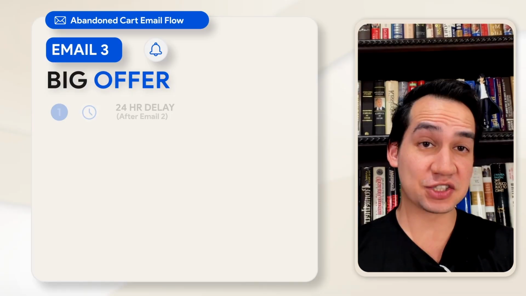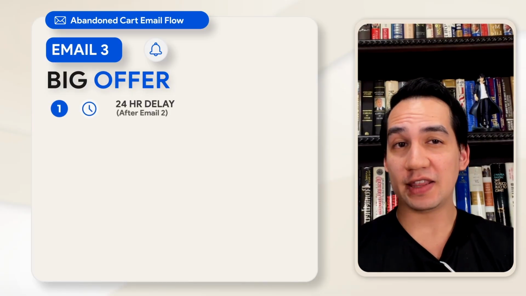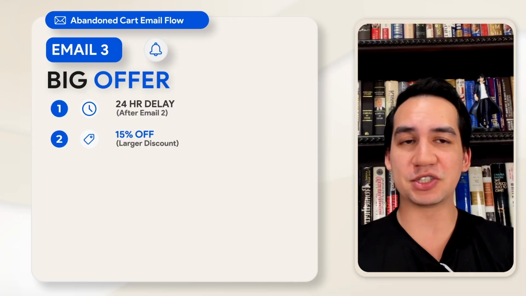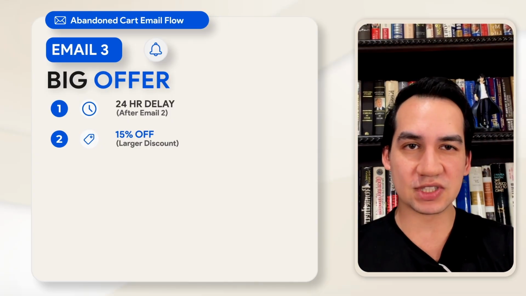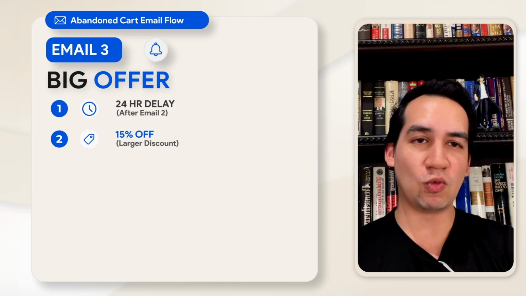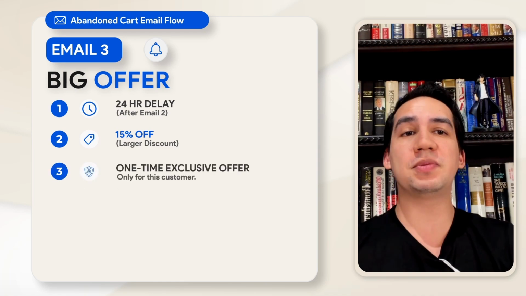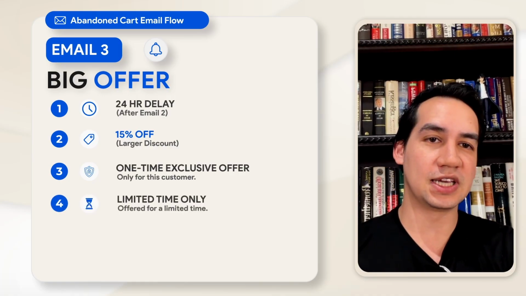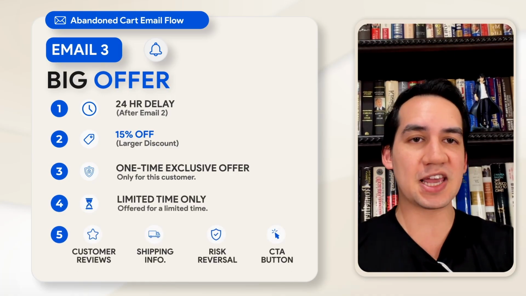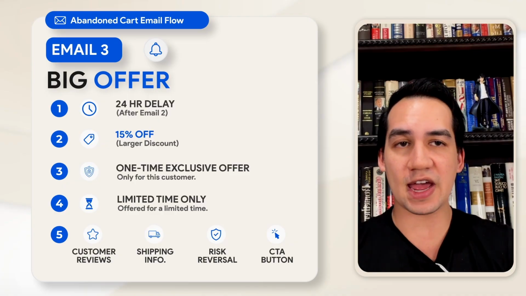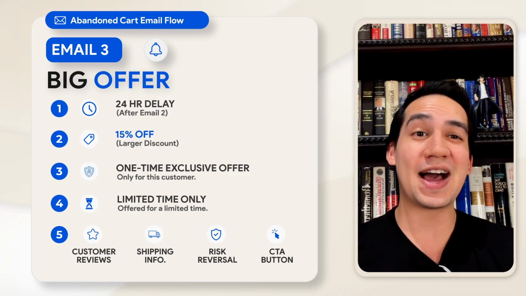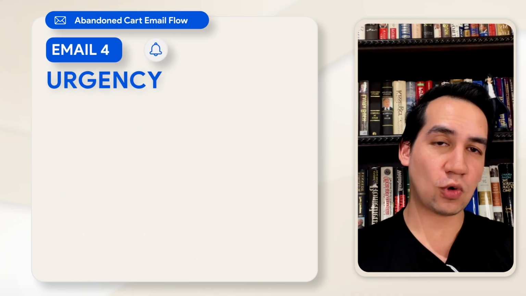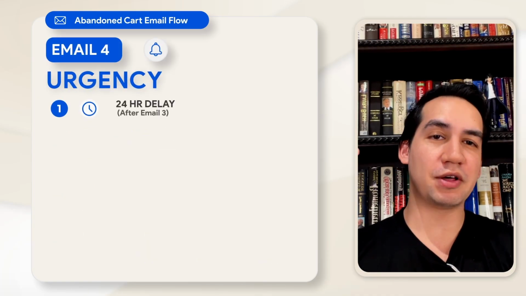Email 3, you're going to send this 24 hours after email 2. This one's going to contain a larger discount. So for example, if you used 10% in email 2, this one you're going to have 15%. And you want to frame this as a one-time exclusive offer, only being offered to this particular customer for a limited time only. The rest of the structure is going to be the same, and the copy and the headline should focus on highlighting the offer. So 15% off, etc.